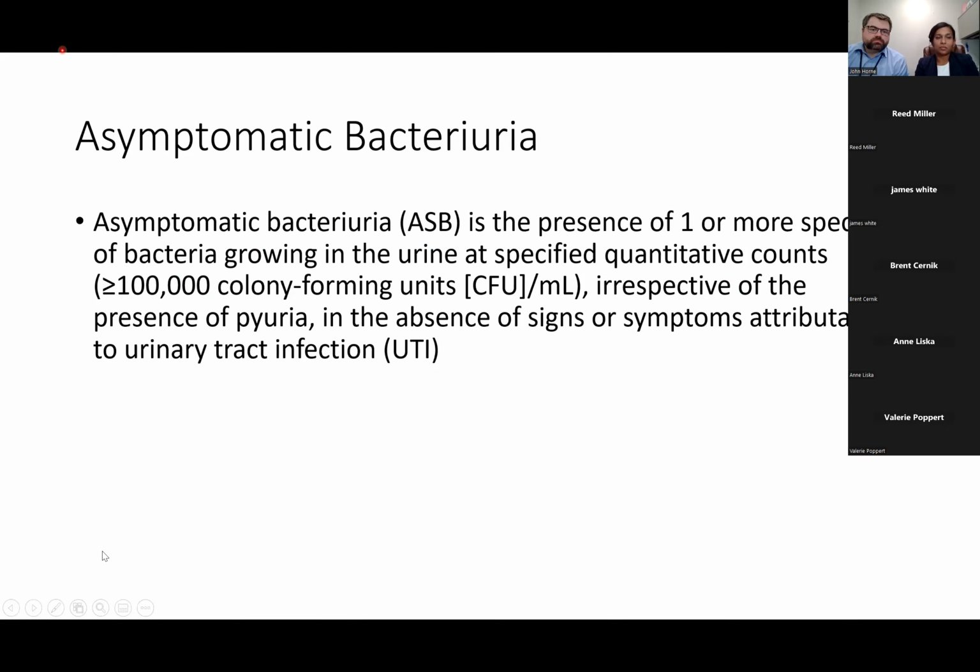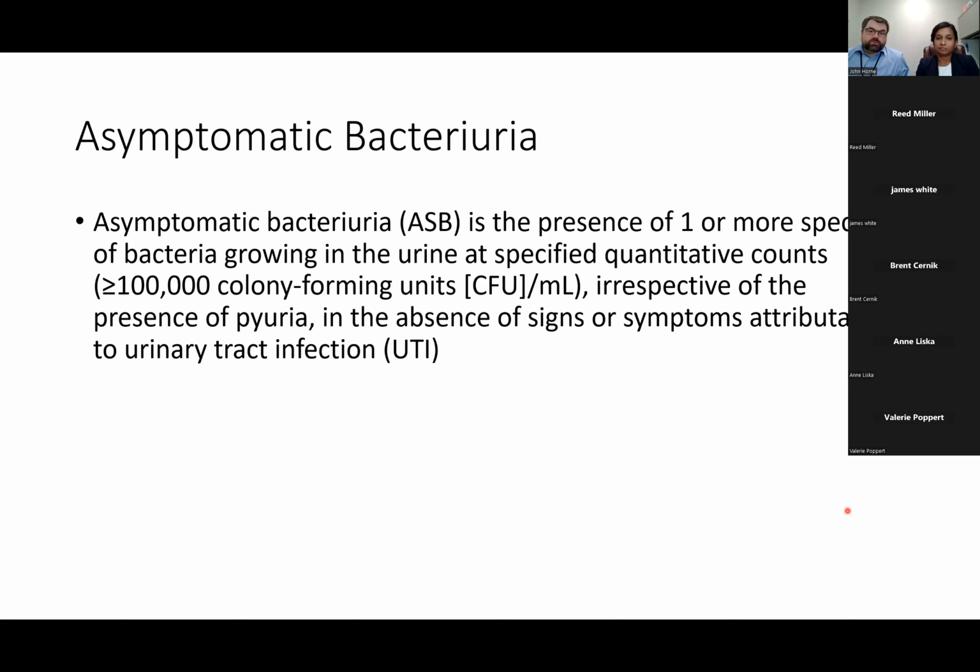So we're going to start off with, what is asymptomatic bacteriuria? It's the presence of one or more bacteria growing in the urine at a specific quantitative count. Usually in microbiology, it's more than 100,000 colony forming units, irrespective of the presence of pyuria, meaning white blood cells in the urine, and in the absence of signs or symptoms of urinary tract infection. So basically you have bacteria growing in your bladder in the urine, but you don't have any symptoms. You might have white cells in the urine, you might not, but it's just having bacteria in the urine.